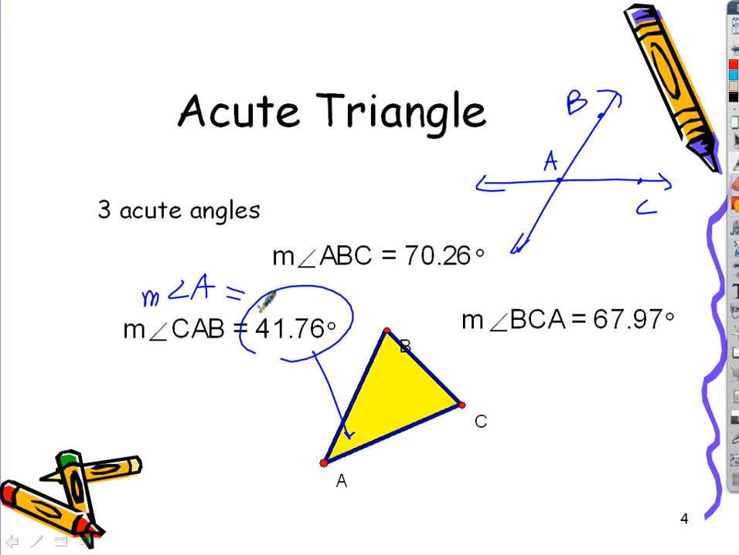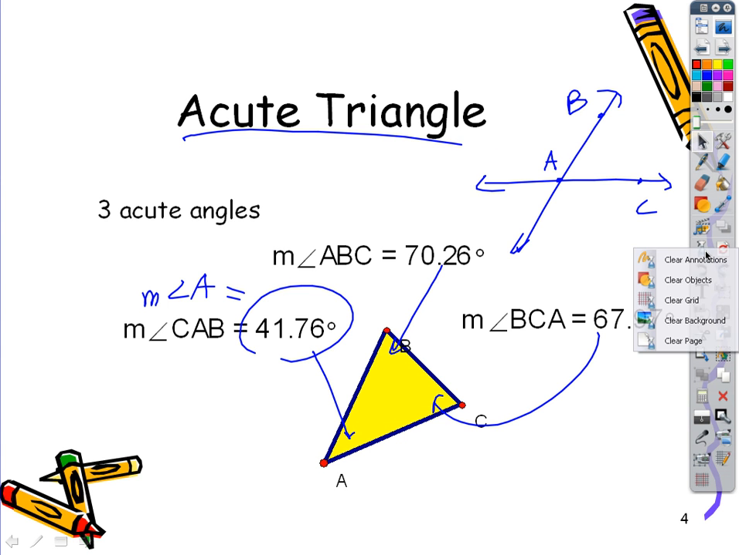And that's actually kind of important. We always want to do things in the simplest way we can. So anyway, if we look at the measures of these 3 angles, one of them is 41.76, one of them 70.26, one of them is 67.97. Well, what do you notice about the sizes of those angles? They're all acute. They're all less than 90. So if all 3 angles in a triangle are acute, then it's an acute triangle.